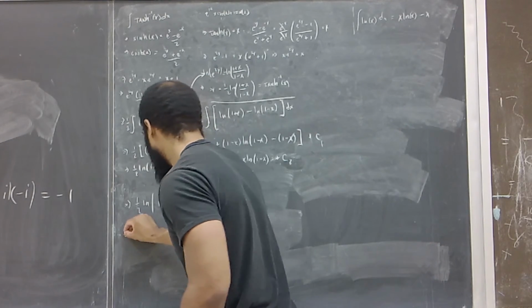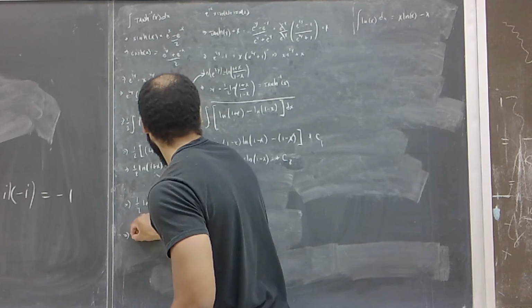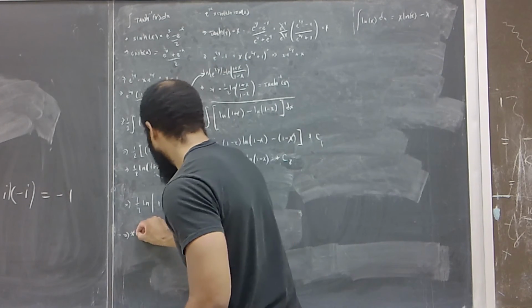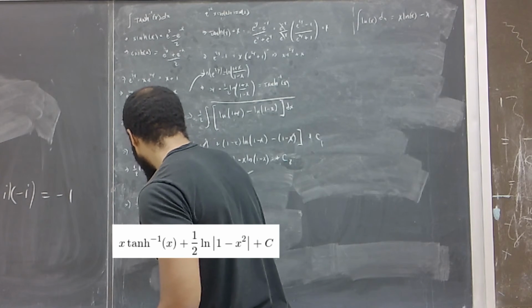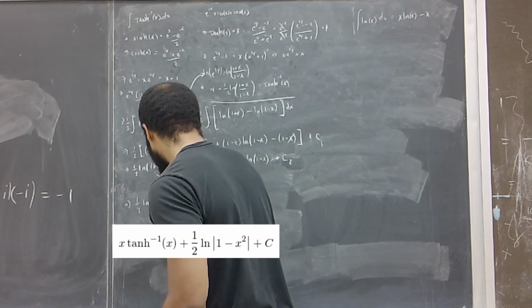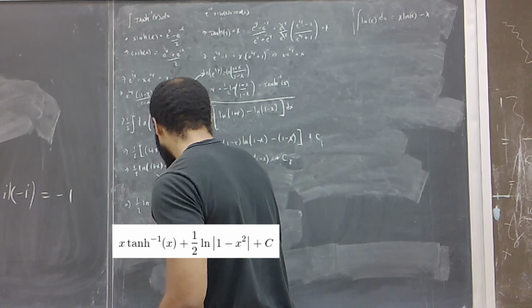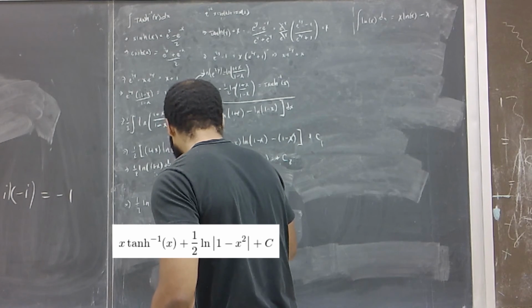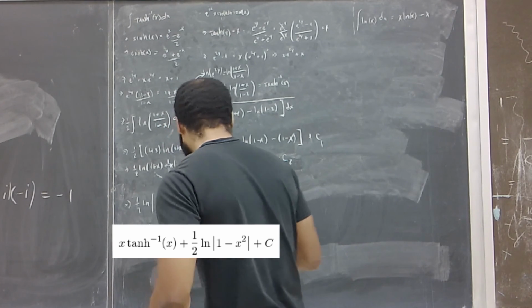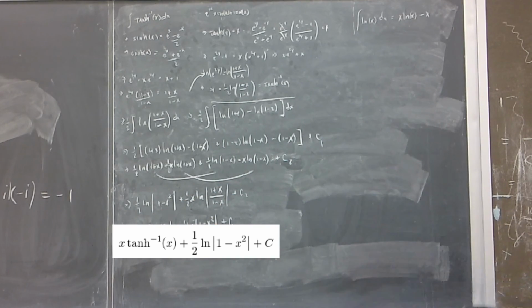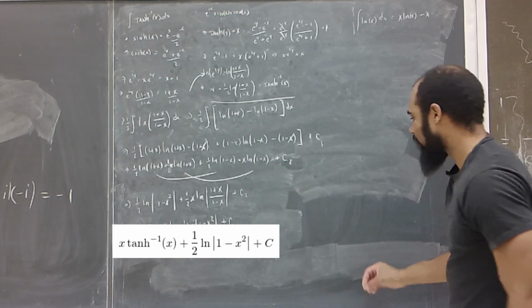So then we can just rewrite our final answer. I'm going to rearrange some things. It's just going to be x inverse hyperbolic tangent of x plus 1/2 ln of 1 minus x squared plus c. I'm just going to drop the 2, and there is our final answer.